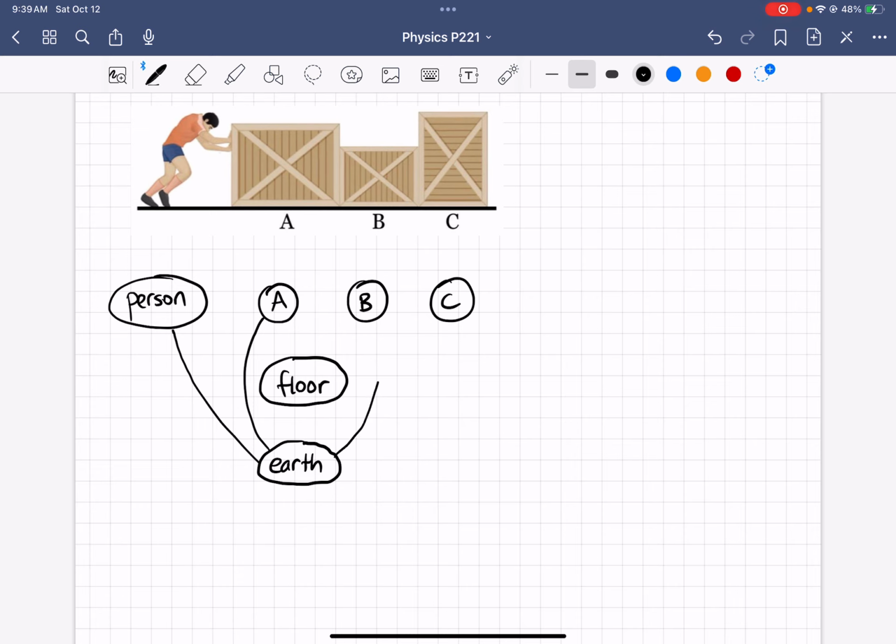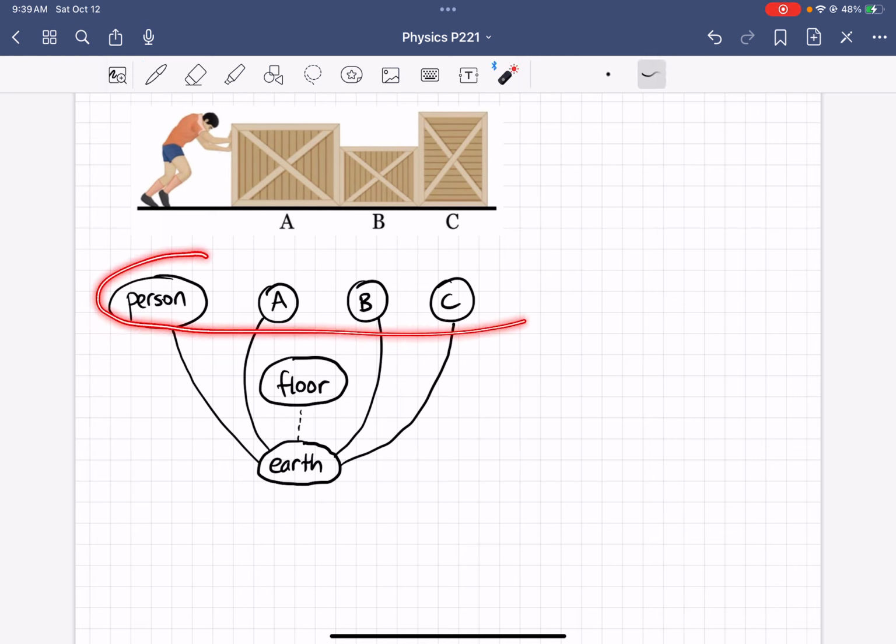As far as any other interactions, remember only contact forces are allowed here. So for instance, I cannot say that the person is pushing crate B or crate C because they are not in contact. The person is only in contact with crate A, which they are pushing. Let's call this a normal force. These are all gravitational forces. And then the person is also standing on the floor. So I guess that would also be some sort of normal force.